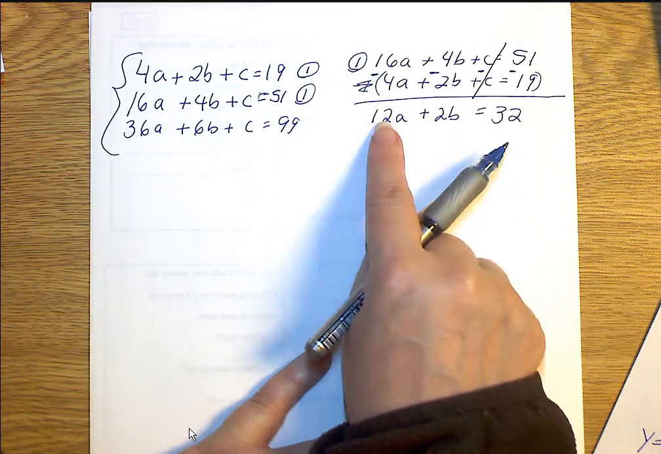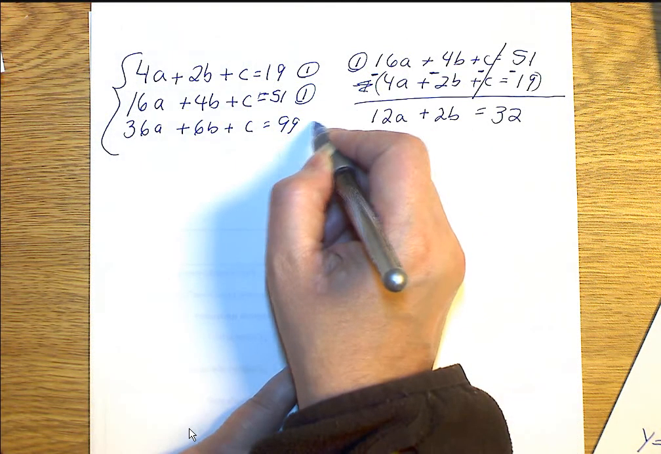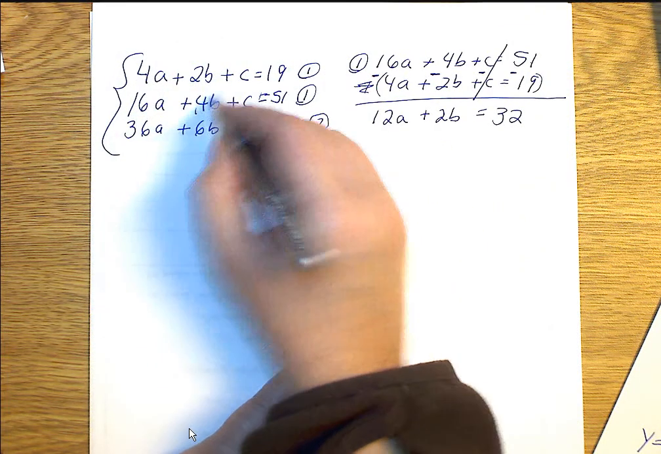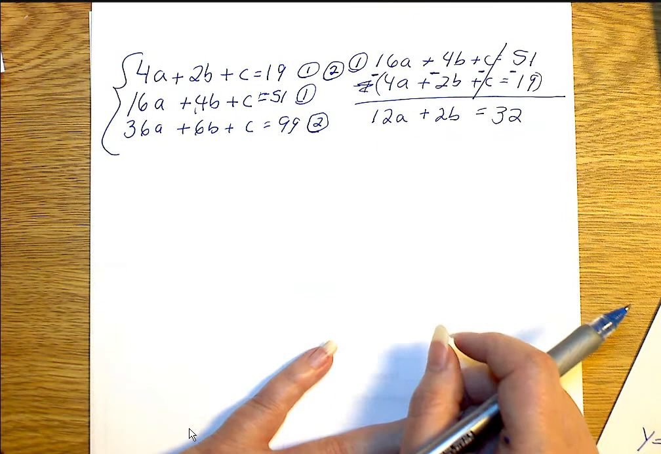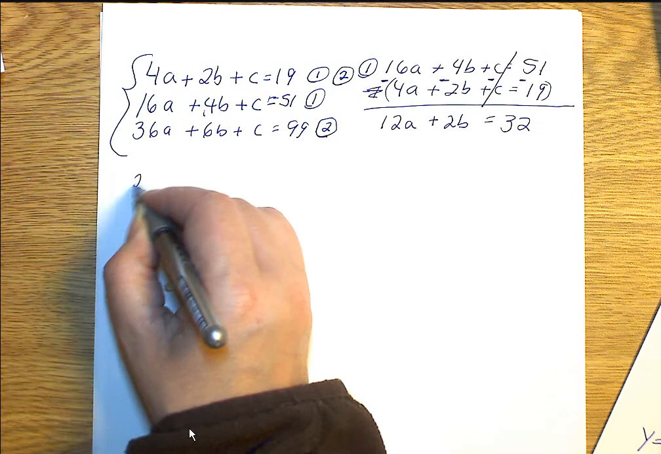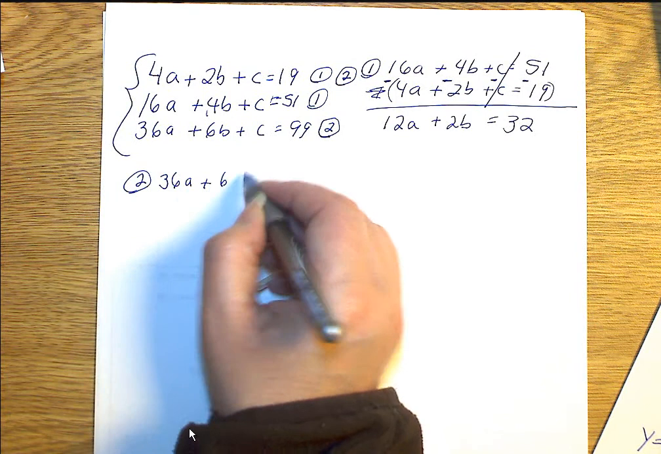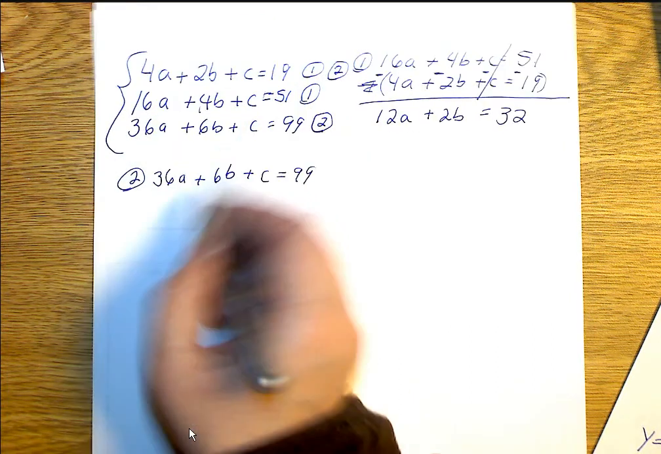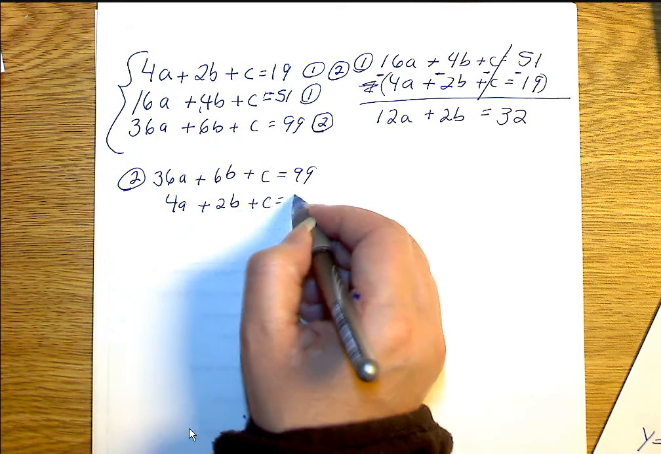Remember, you have two variables, so we need two equations to use. We always have to take the next one, so my second step will be this one. You can take either one, it doesn't really matter, but I'm going to take this one. So now my second time through is 36a plus 6b plus c is equal to 99, and the top one is 4a plus 2b plus c is equal to 19.